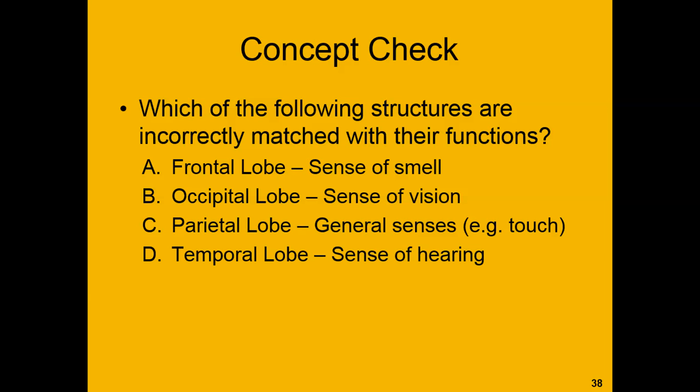All right, class, the correct answer is A, frontal lobe. Our frontal lobe is primarily associated with voluntary motor movements and higher thought processes. It is not associated with our sense of smell.